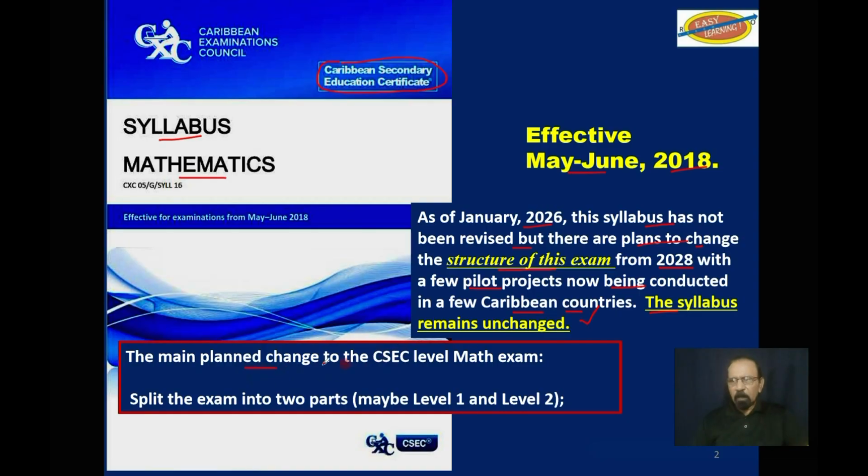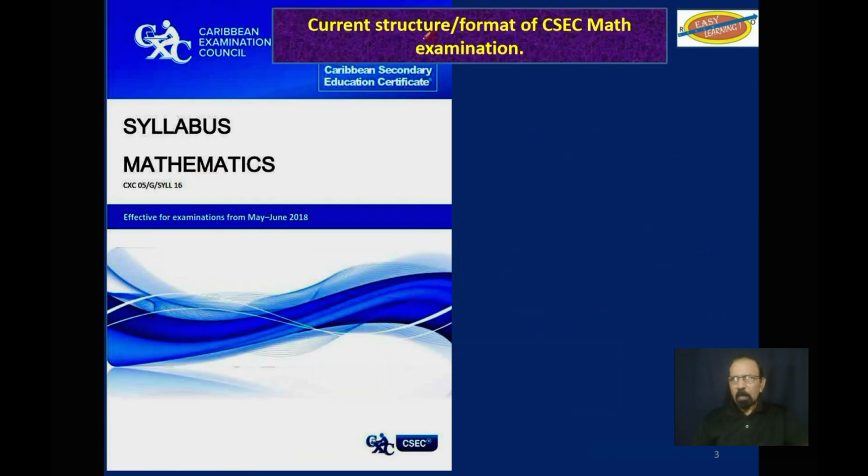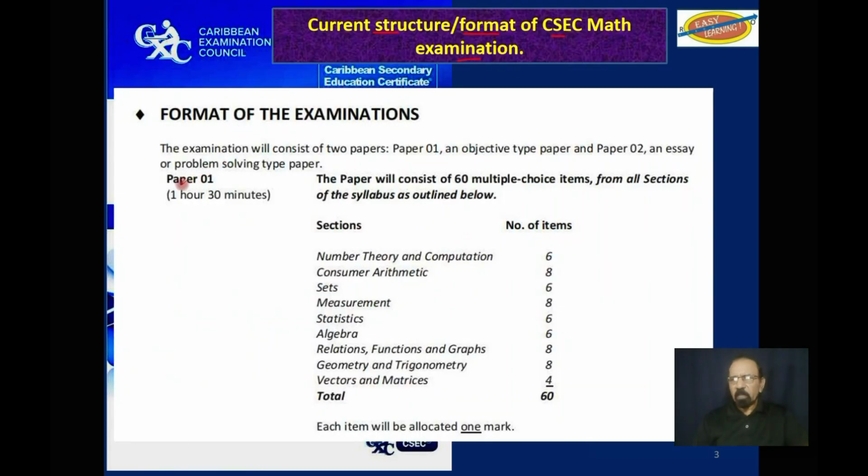The main planned change to this CSEC level math exam is to split the exam into two parts. As it relates to the current structure or format of the CSEC math examination, there is a Paper 1, which runs for 1 hour and 30 minutes, and that paper consists of 60 multiple choice items from all sections of the syllabus as outlined below.